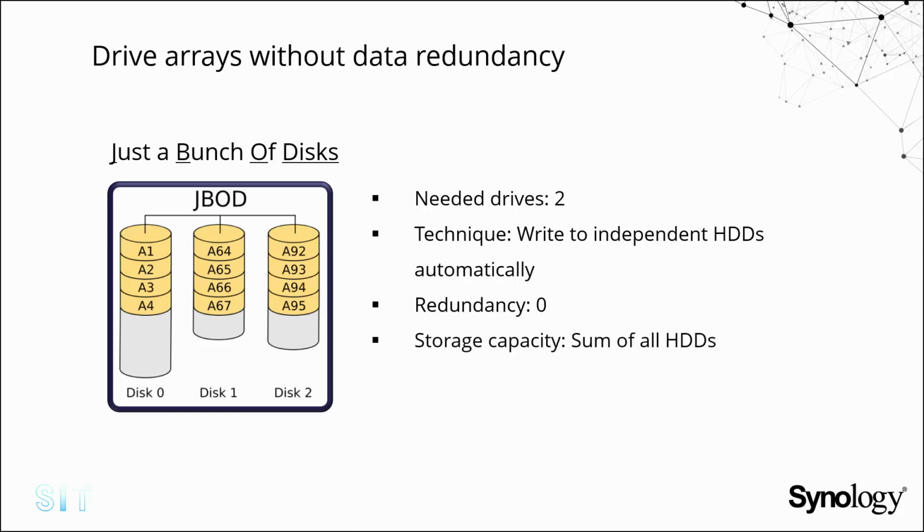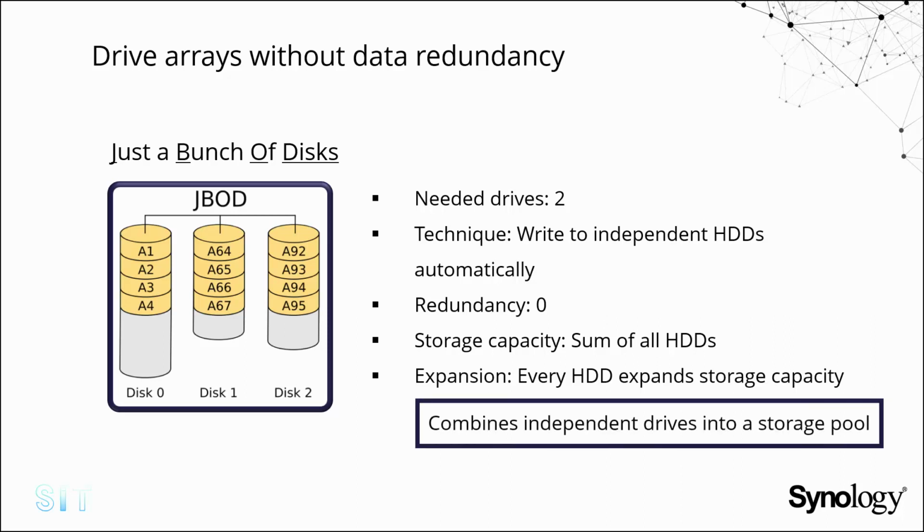The available capacity is the sum of the hard disk capacities used. And we can add more HDDs to expand our storage space as needed. Simply put, JBOD corresponds to the use of individual hard drives, except that the system automatically writes data to the next hard drive when there is no more space on the previous hard drive.